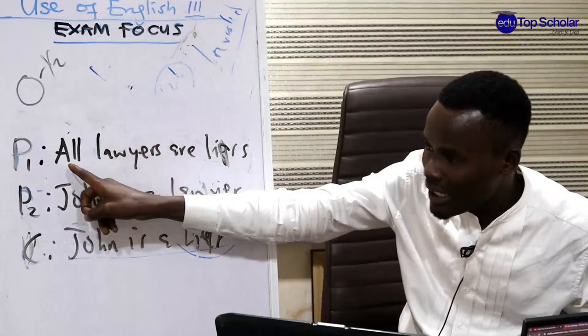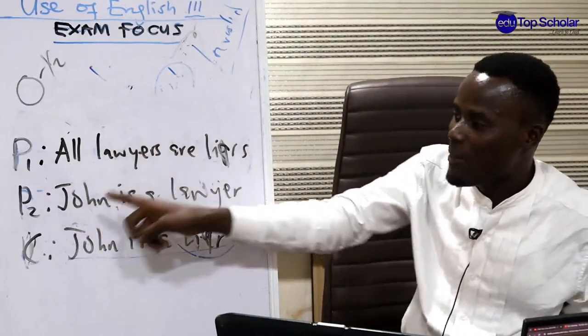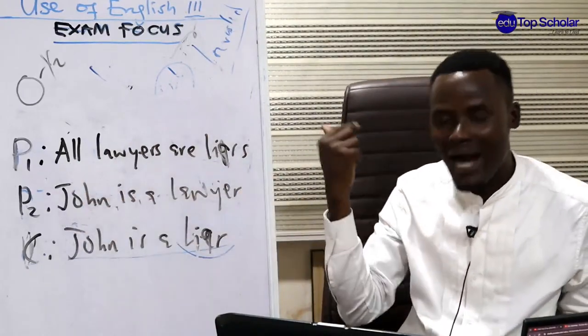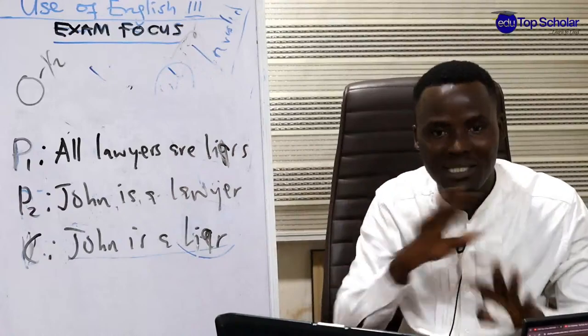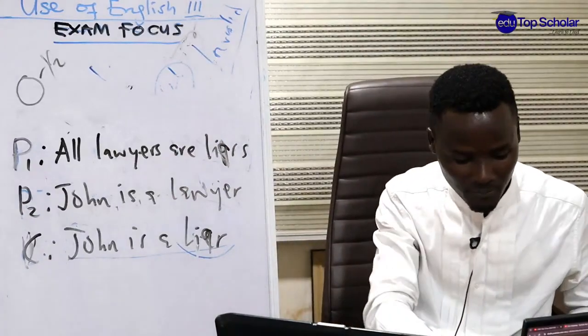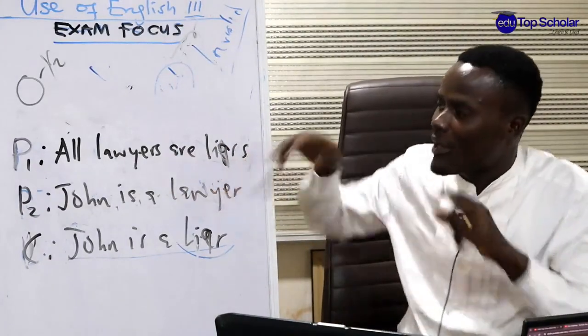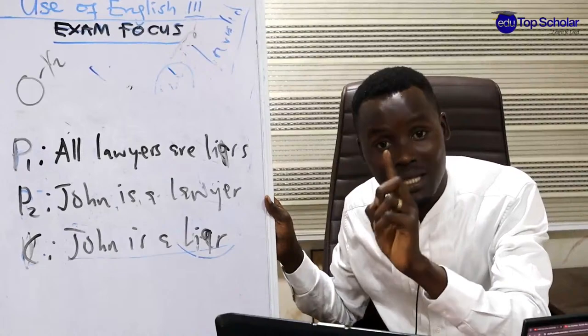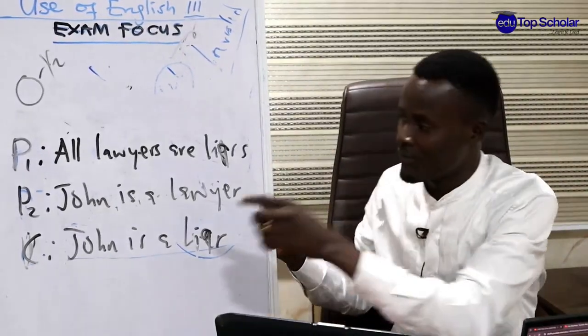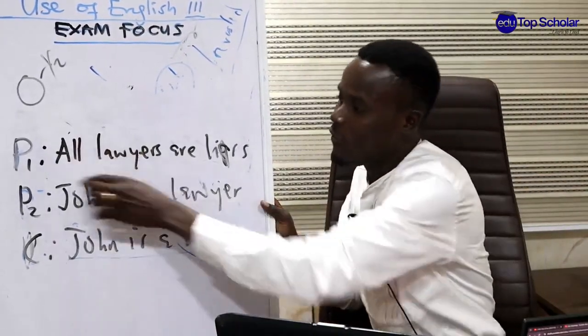When you see all and there's a particular which shares the attribute of all, the argument is valid. We are saying that all lawyers are liars. Any lawyer you see must lie. It might not be true. Now, John is part of lawyers.